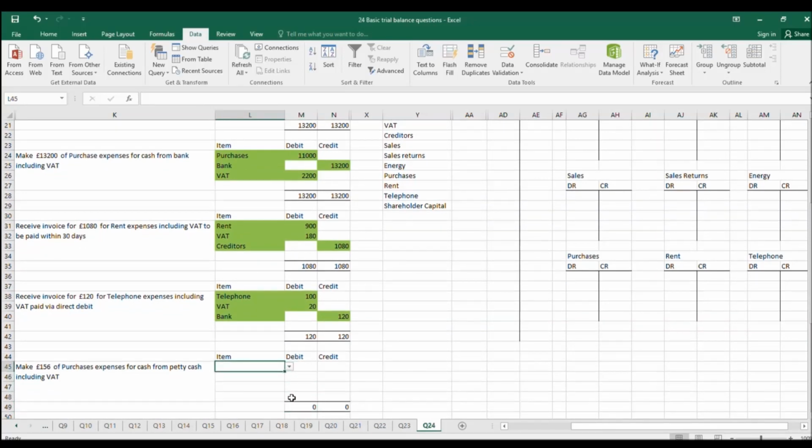Make £156 worth of purchase expenses for cash from petty cash. Okay, so purchases, and we've got petty cash, and we've got VAT. Okay, so we've paid out our petty cash, so that's a reduction in our asset, a reduction in our money in item, a negative money movement, so that's going to be a credit.